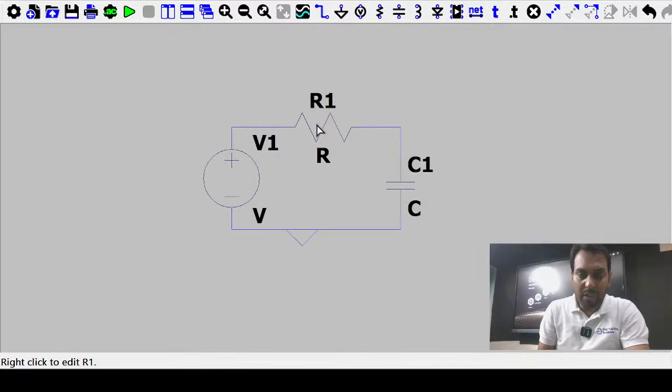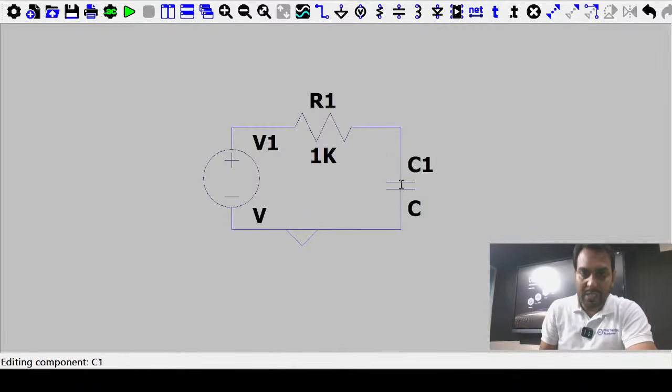Whenever you want to put the R and C value, just right click on the element, and it will show what value you want to put. So I am putting the resistance value as 1 kilo ohm. I am not going for tolerance or power rating. I am just giving a very basic value, resistance of 1k.